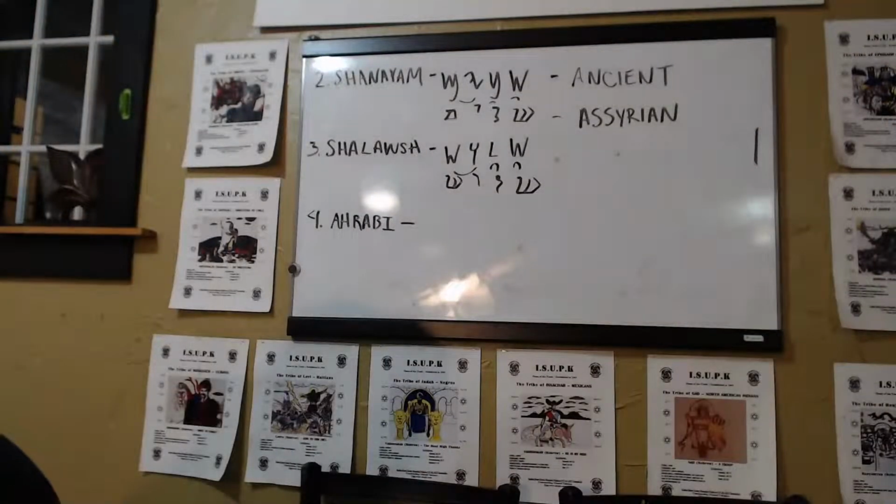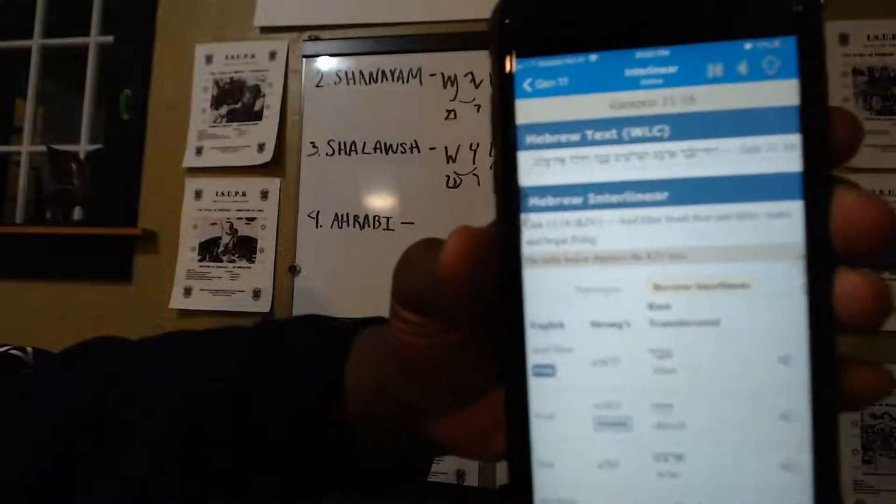Anyway, the number 16. Click on the number 16, and it says interlinear concordance, right? And then you click interlinear concordance, and it pops up with this.